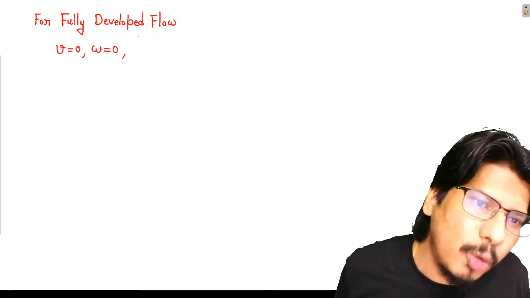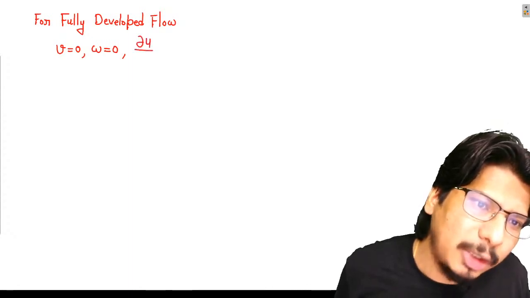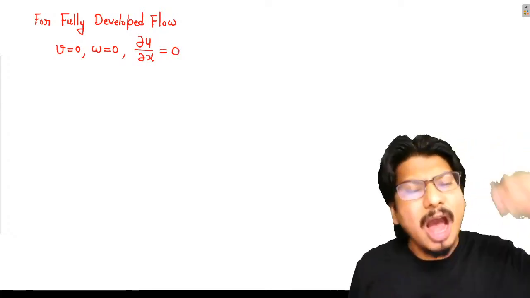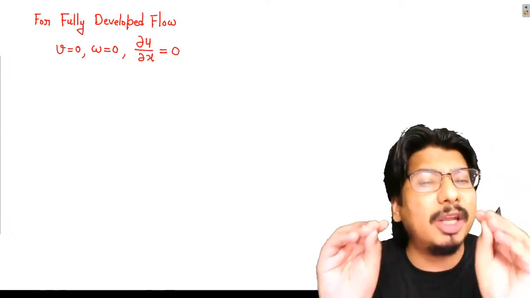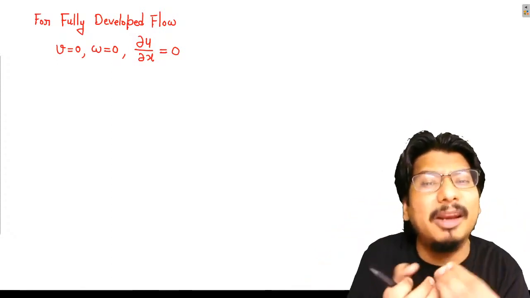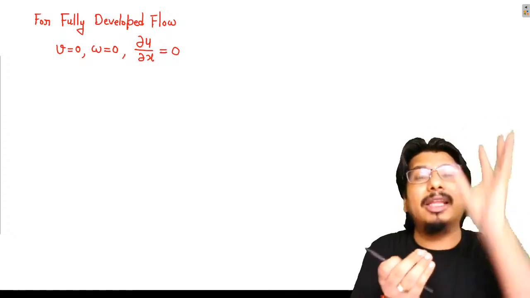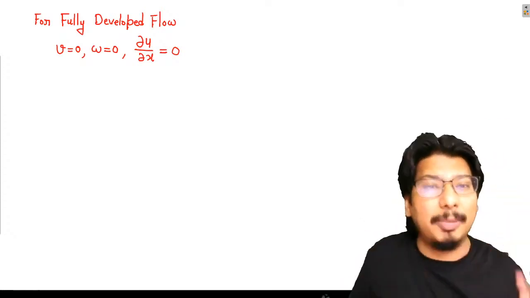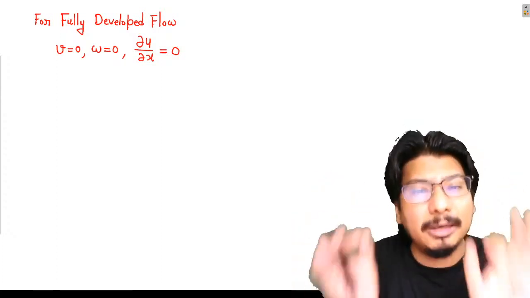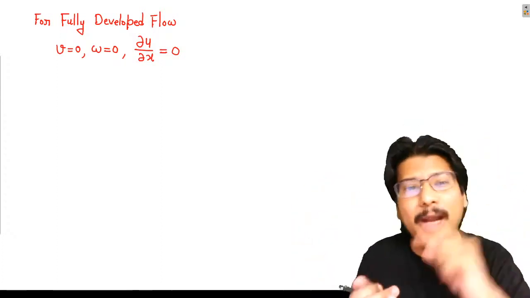Can I say dou U by dou X is 0? 100% V will be 0, W will be 0, and dou U by dou X will be 0. Everything I have discussed earlier. For fully developed flow, the fluid particle will not be moving in the radial direction. That means in the Y direction there will be no movement, in the Z direction there will be no movement, and 100% the velocity profile will remain unchanged in the fluid flow direction. That means dou U by dou X is 0.